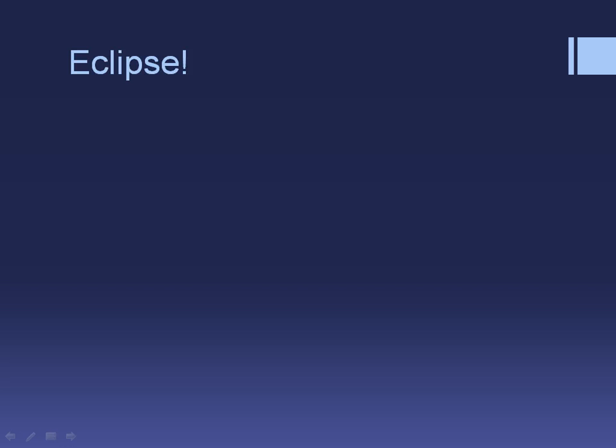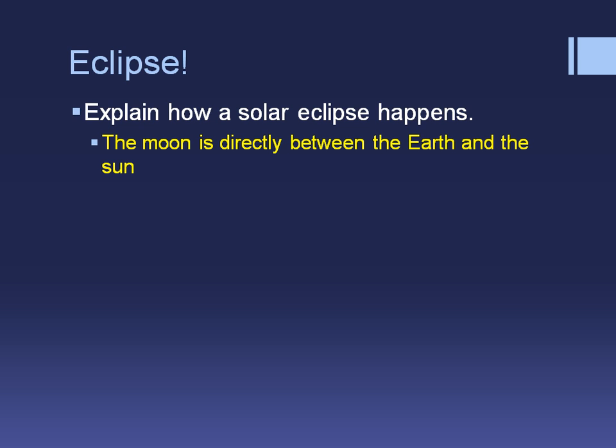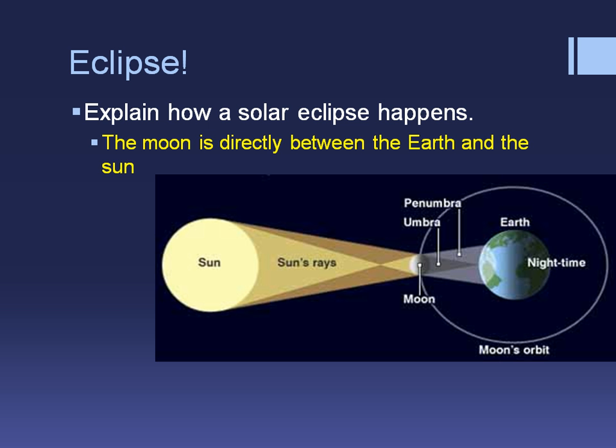Now, for the eclipse investigation, there are a few topics as well. The first one is: explain how a solar eclipse happens. A solar eclipse happens when the moon is directly between the Earth and the sun. You can see in this diagram here, we have the sun rays coming towards the Earth. However, the moon has passed into those rays and created an umbra and a penumbra. Remember, those are the shadows that are then cast on Earth.